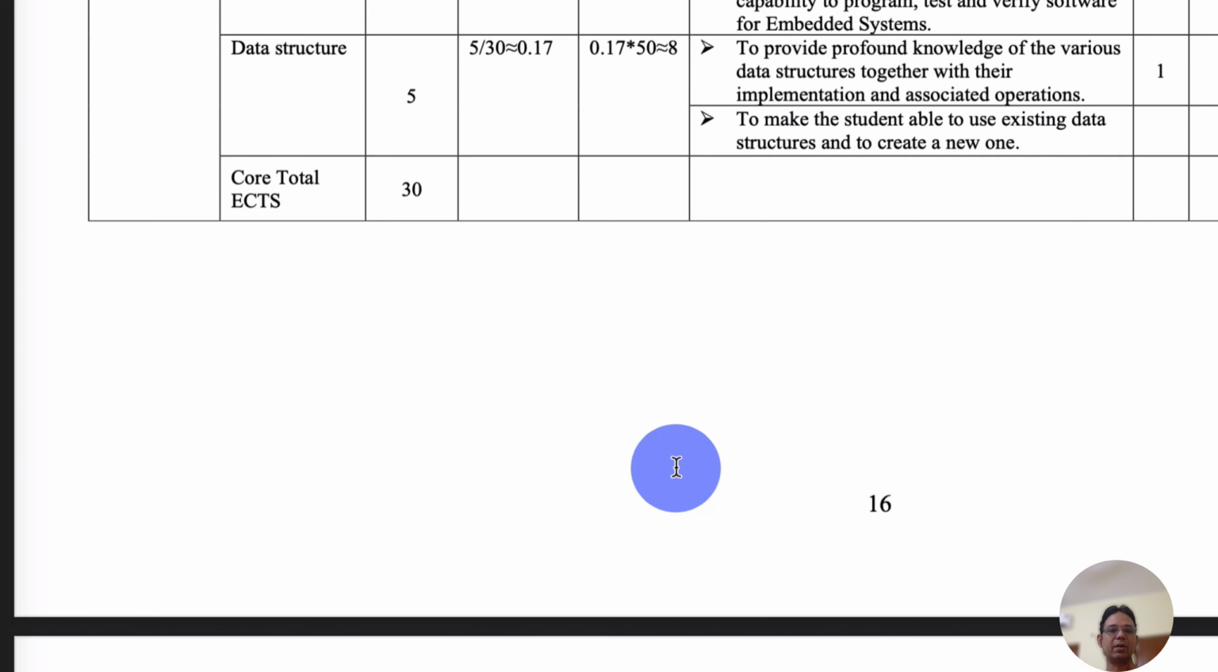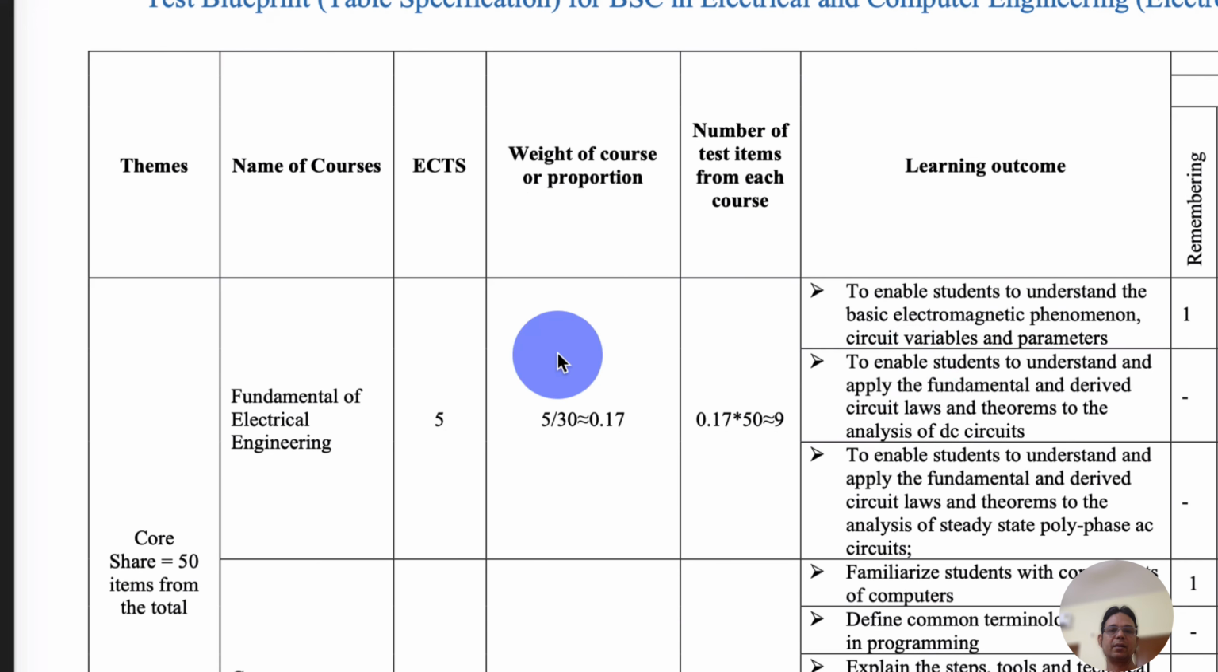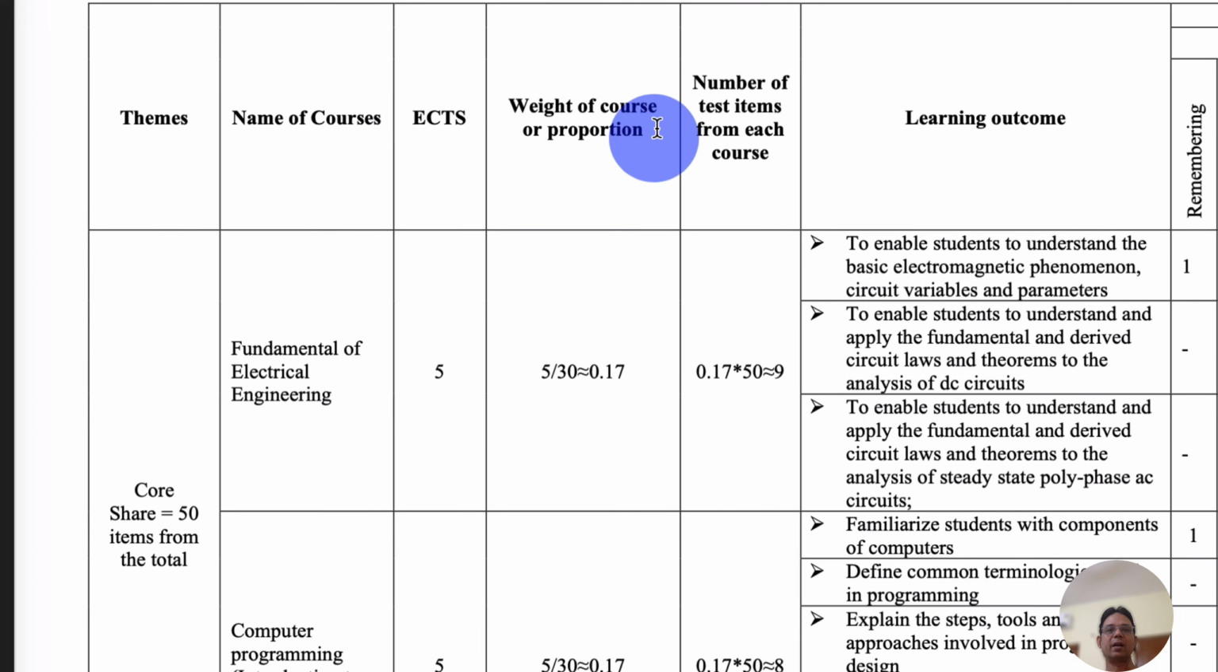So this covers here. Now for another branch, electrical and computer engineering, similar criteria is calculated and highlighted here. How many test items will cover from the specific course and what is the learning outcome. For example, here we can see fundamentals of electrical engineering, number of test items will be 9 and the learning outcome will be to enable a student to understand the basic electromagnetic phenomena, circuit variables and parameters.